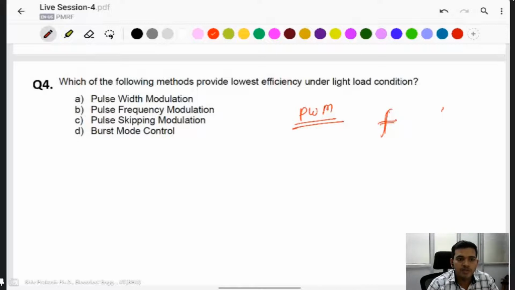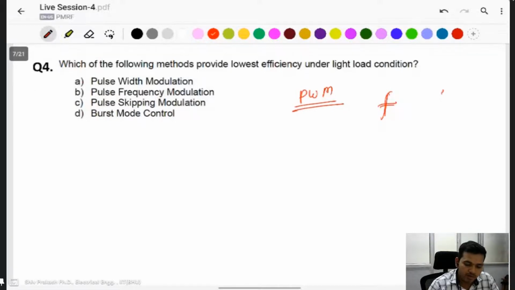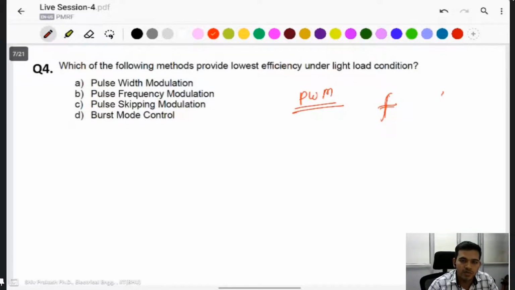That's why you use pulse frequency or pulse skipping modulation for the light load condition, in which the conduction losses and switching losses are both reduced. But in pulse width modulation, the frequency is fixed, so the losses are fixed. That's why this one has the lowest efficiency for the light load condition.